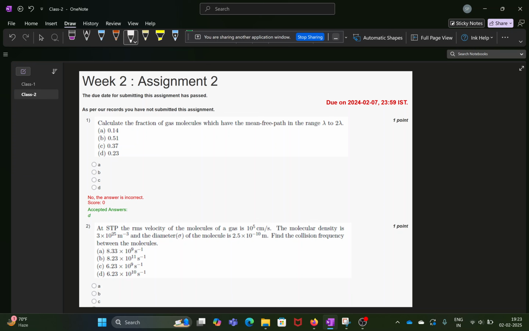So this week's assignment is mostly based on that idea, the mean free path, and then collision frequency, and then the fraction of molecules surviving after a collision. So the problems are mostly related to those concepts only. These are almost all numerical problems. We have 10 problems as usual, which we will solve together.